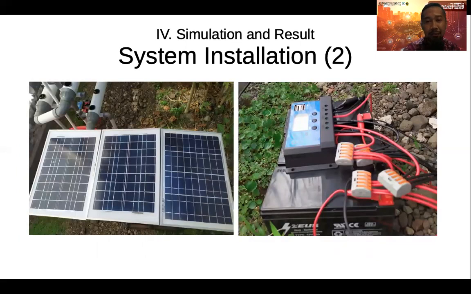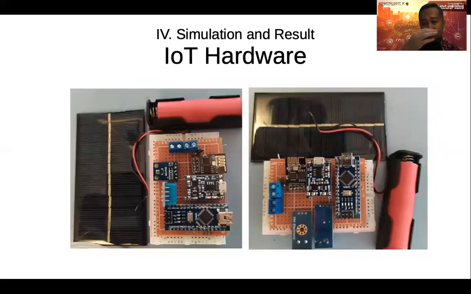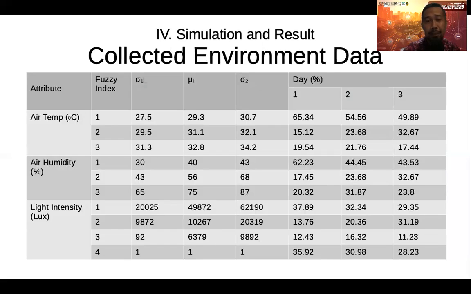So this is the solar charge controller, and we use a WAGO to make a parallel connection of 3 solar cells and 3 batteries. Okay. So this is the IoT hardware. Left is environment. Right is power. Okay. So this is the collected data.